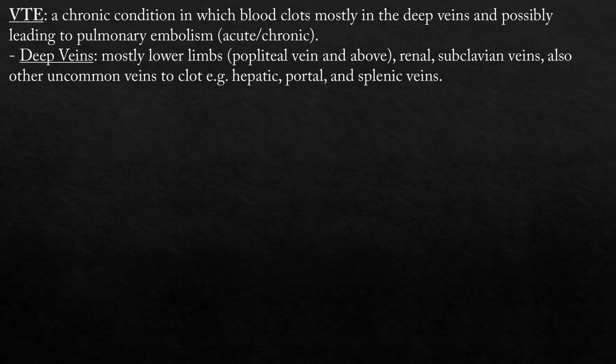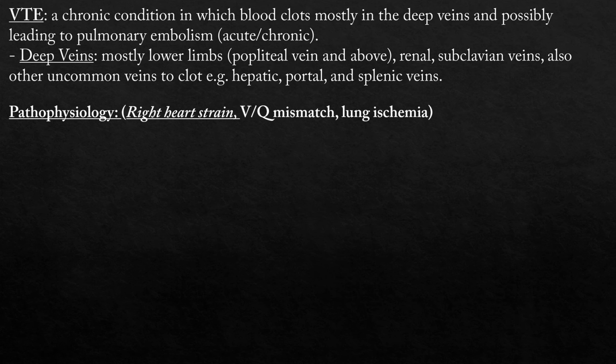All right, and we have to know that the most veins affected are the deep veins. I mean, it's not impossible for it to occur in the superficial veins, but the deep veins are more affected, especially the proximal ones, starting from the popliteal and above. Since it's a deep vein thrombosis, it can occur in any deep vein, like renal, subclavian, and also in uncommon sites like the hepatic, portal, or the splenic veins.